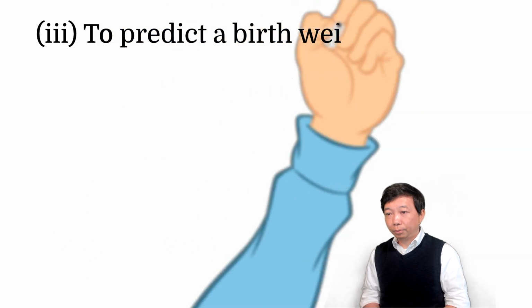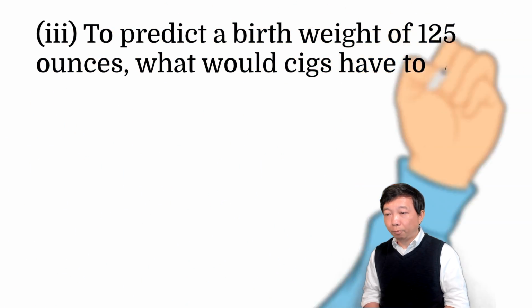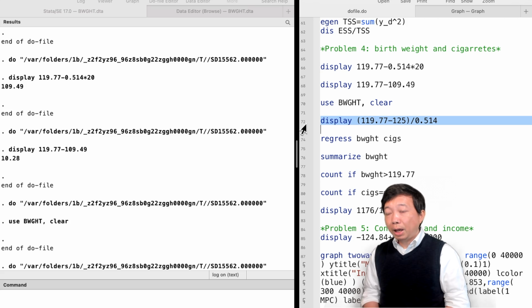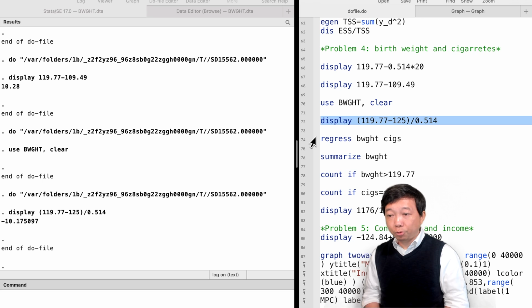The third question: to predict a birth weight of 125 ounces, what would cigarettes have to be? Comment: to have a predicted birth weight of 125 ounces, or a fitted value of 125 ounces, we put 125 into the left-hand side of the estimated equation. Solving the equation, the number of cigarettes is -10. It is impossible. It happens when we use a linear regression model, but the true relationship is nonlinear.